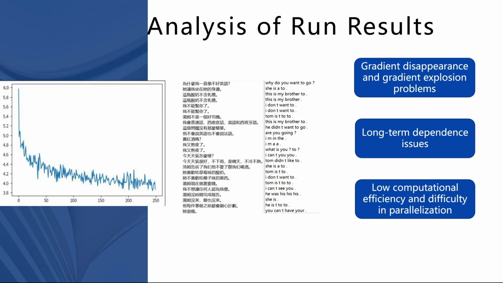Now let's look at the results. From the loss graph, the lowest value reached was 3.9. Comparing the translation outcomes, the original code showed almost no effective translation. I believe the poor performance of the RNN in this translation task is mainly due to its difficulty in capturing long-term dependencies, susceptibility to gradient issues, limited memory capacity, and lack of parallelism.